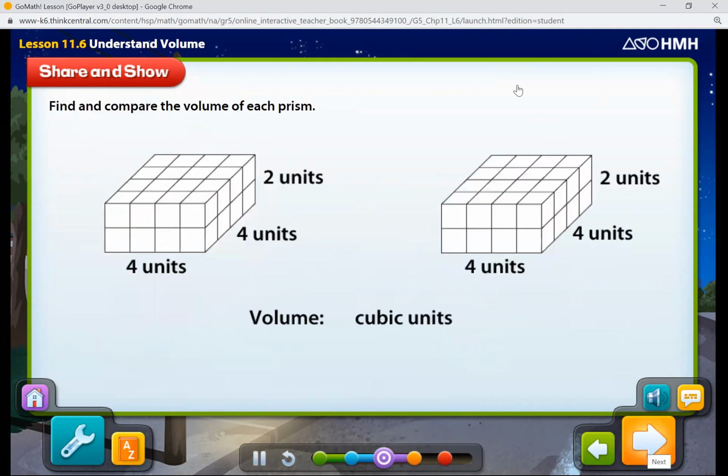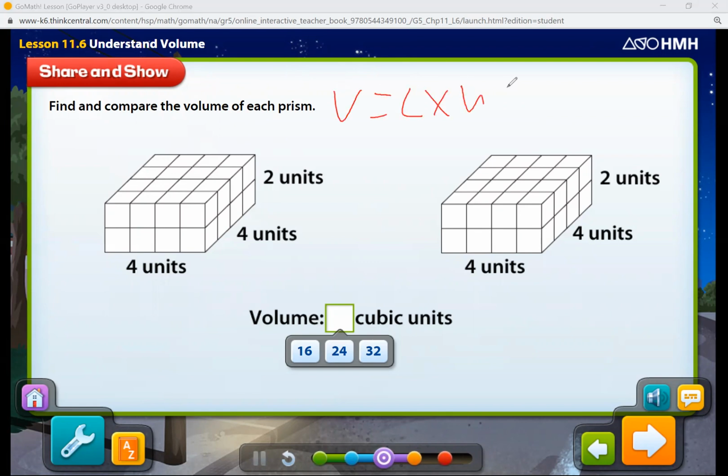Find and compare the volume of each prism. These two prisms have the same length, width, and height, which means they have the same volume. Select the volume that represents both prisms. Okay, we know that volume equals length times width times height. Now I'm going to plug in those dimensions. I've got volume equals, here's a 4, 1, 2, 3, 4, times 1, 2, 3, 4, times 2. And 4 times 4 is, yep. And what's 16 times 2?